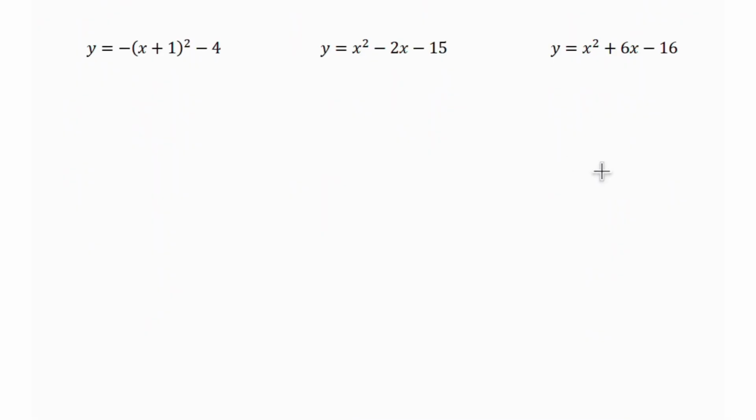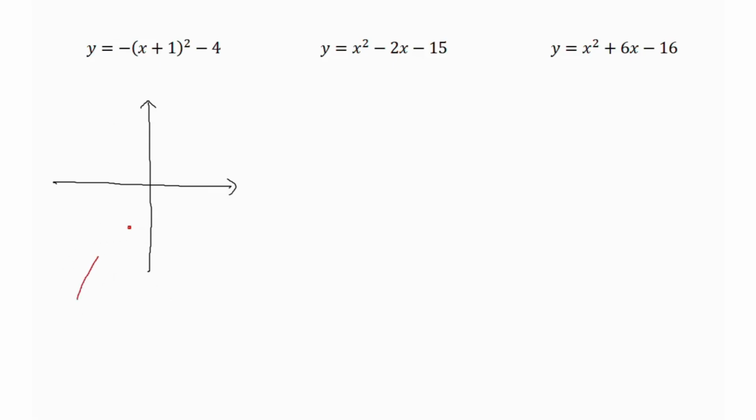Moving on to these three. The fourth one here, it's in vertex form again. So we have our vertex is at -1, -4. So -1, -4. This time it is a negative quadratic, so it's going like this.